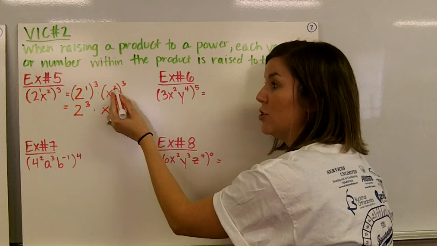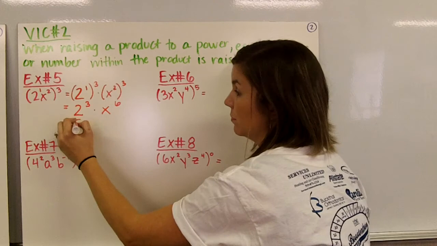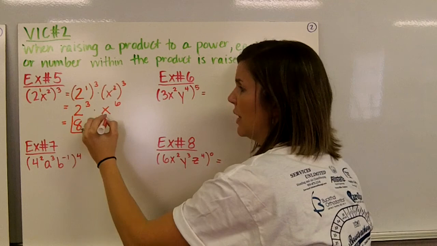Now we can simplify this just a little bit more. 2 to the 3rd power, that's 2 times 2 times 2, which is 8, times x to the 6th. Now we don't have to write the multiplication because when we write a constant or the coefficient next to the variable, it implies that there is multiplication. So 8x to the 6th power.